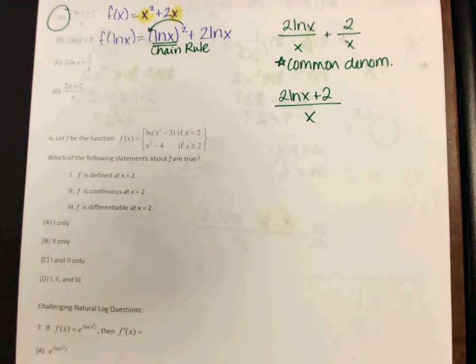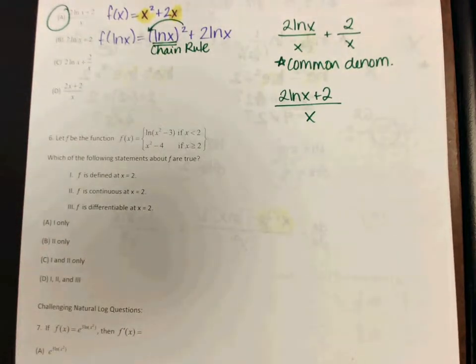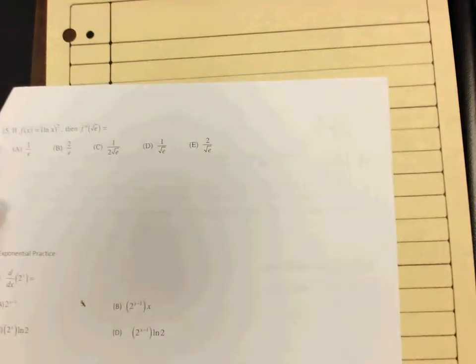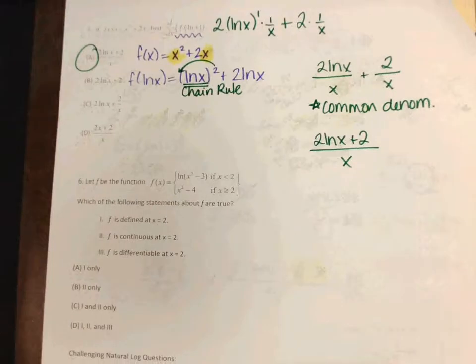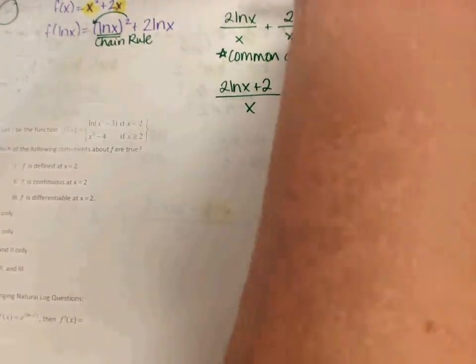Hey guys, so in this video we're going to go over number 6, 7, and also number 15. So 6, 7, and then, is it 15? Yeah, 6, 7, and then 15.